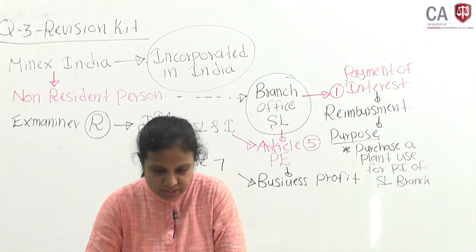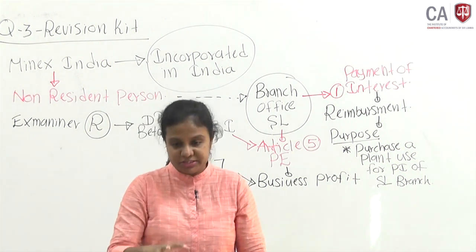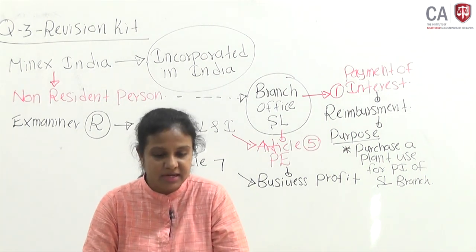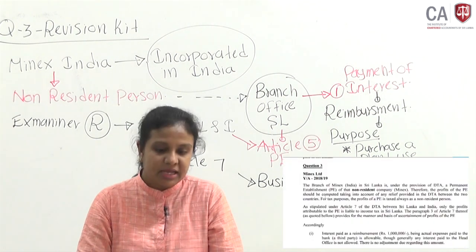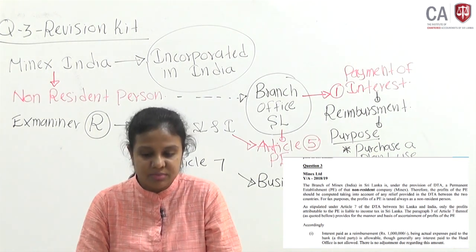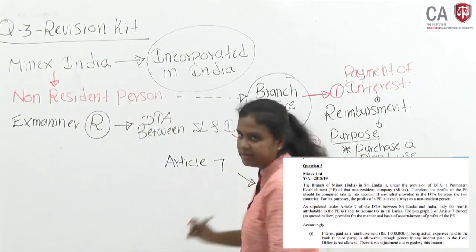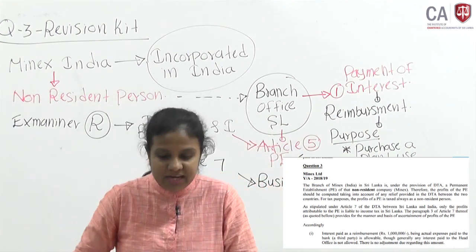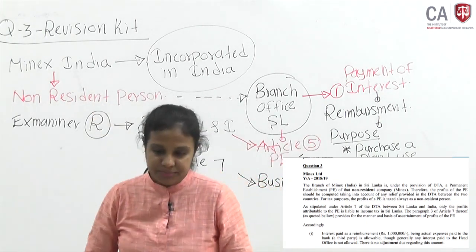This is the answer for question 3, part 1. We will come to the first 2 paras first. Question 3, Minex Private Limited, instead of 1819, we will take the year of assessment 2021. The branch of Minex India in Sri Lanka is, under the provisions of the DTA, a permanent establishment. I think it's clear, I have explained it. It is a permanent establishment of that non-resident company, which is Minex India. This is the PE.